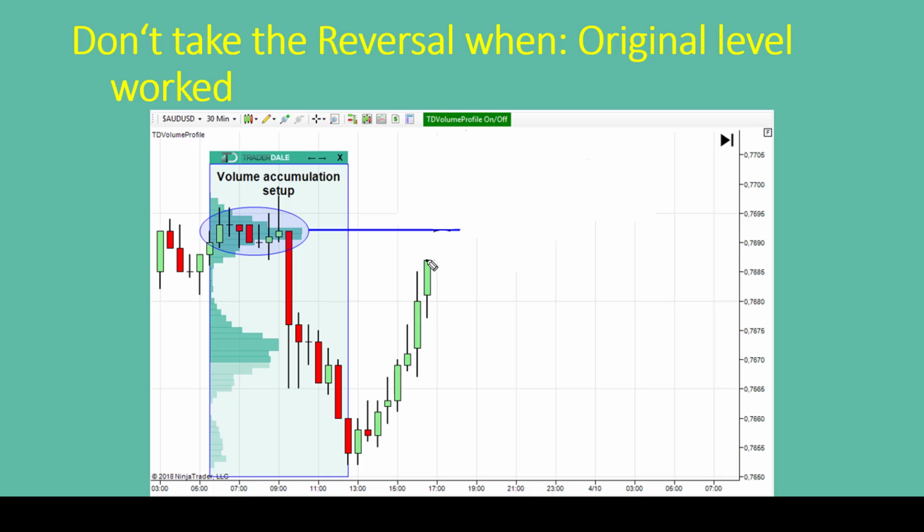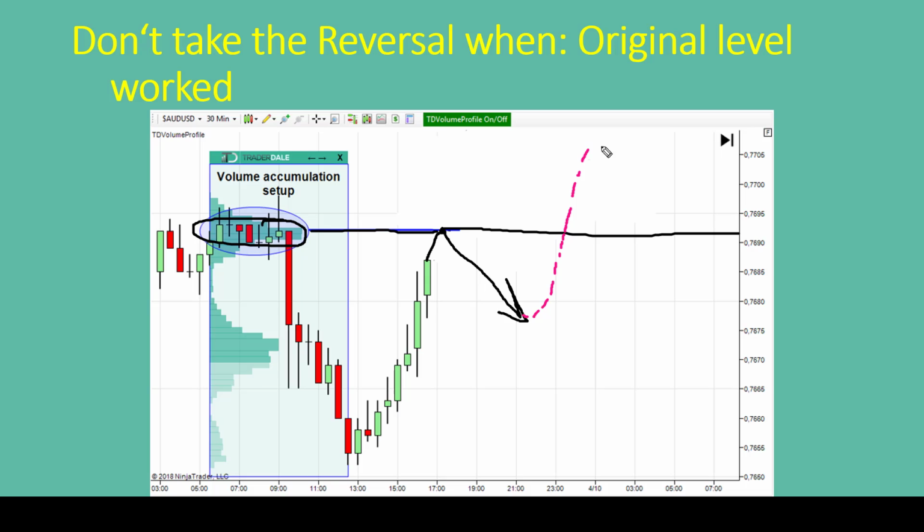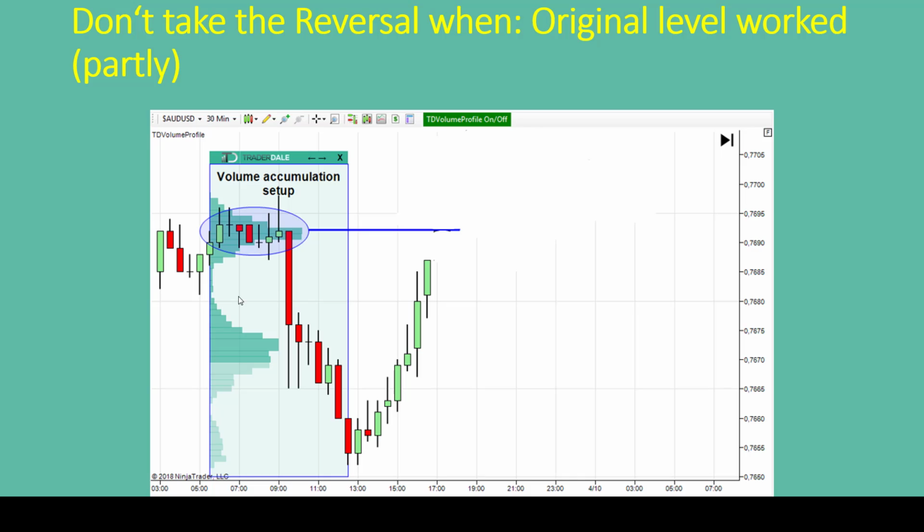Next rule is don't take the reversal when the original level worked. So when there is a reaction to the original level, when the price reacts to it, as it should, then you don't trade a reversal. So if, for example, there is a reaction, then the price makes it past the level, then you don't take the reversal. You don't do it, because the price already made a reaction to the level.